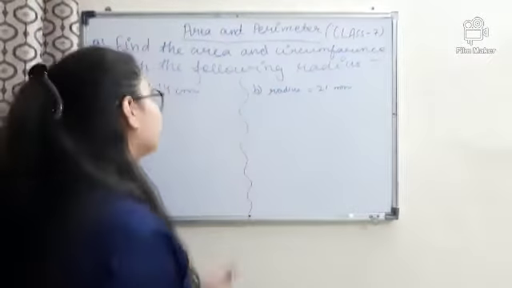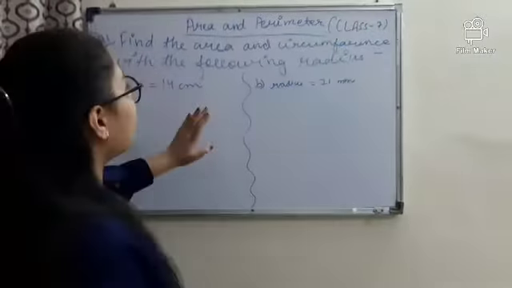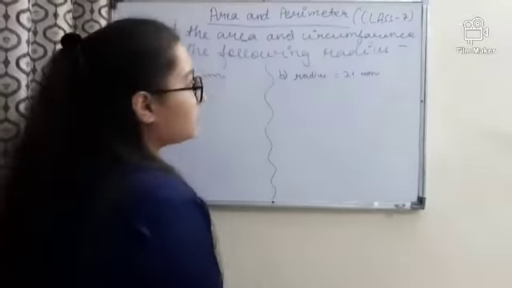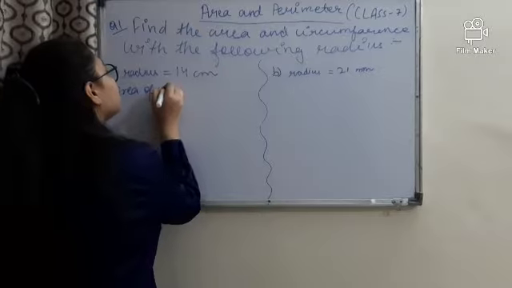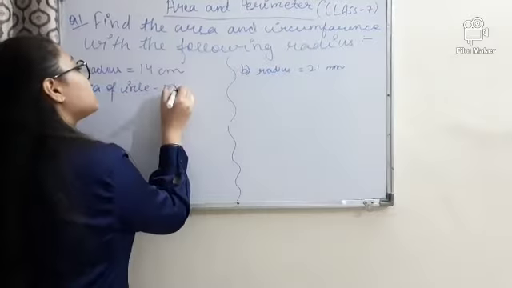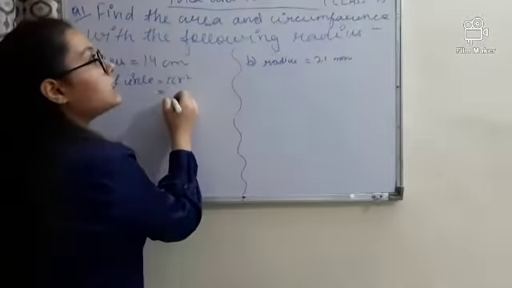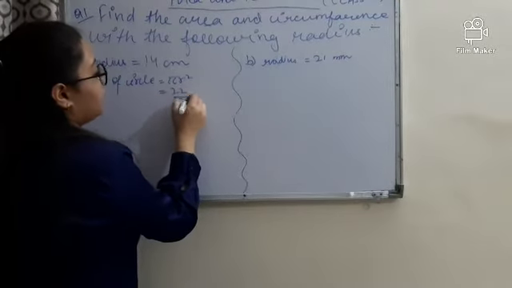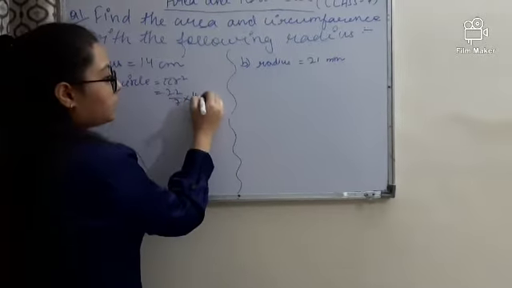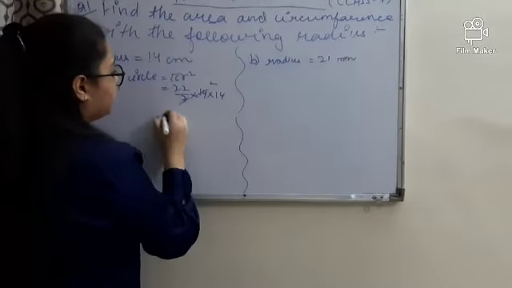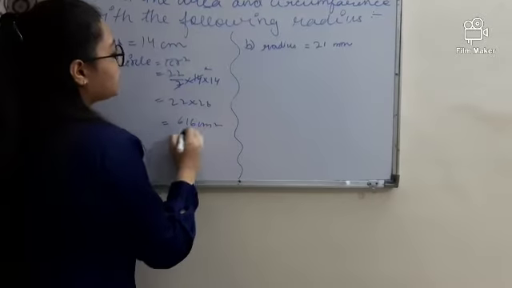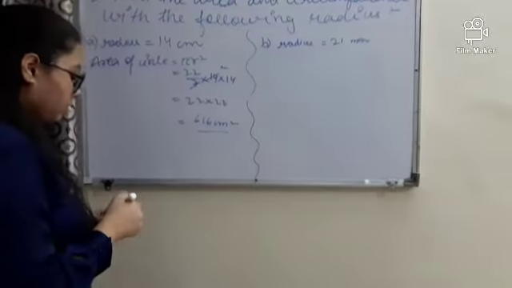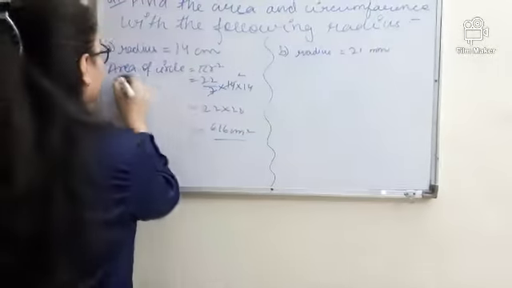Let's see our first question. Find the area and circumference with the following radius. Here the radius is 14 centimeter and here the radius is 21 millimeter. First of all we have to find the area of circle. What is the area of circle? Pi r square. Here pi we take as 22/7. Radius is 14 into 14. 22 into 28, that is 616 centimeter square. This is the area of the circle.